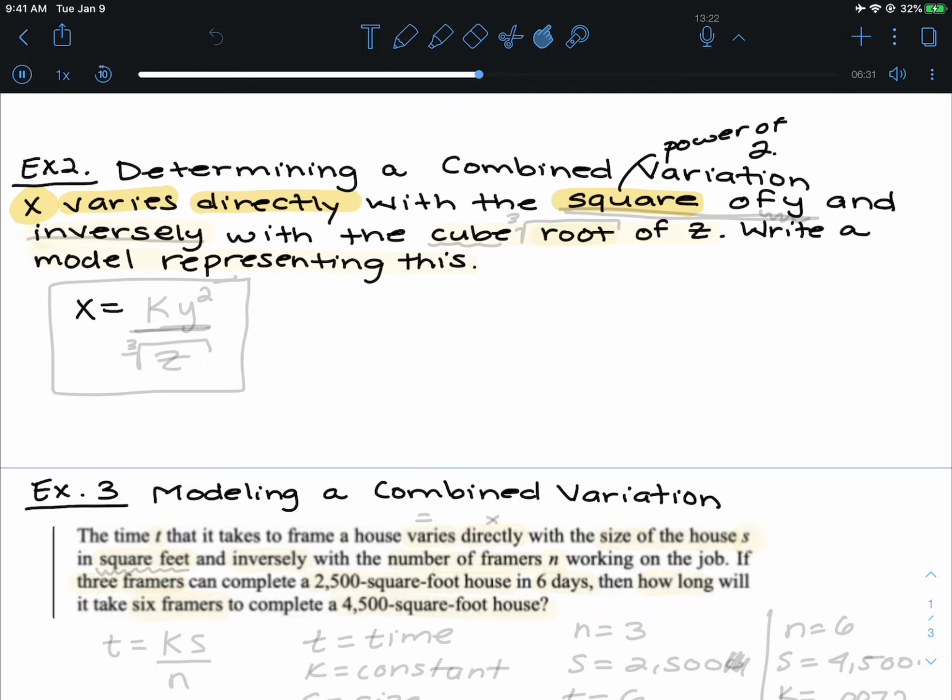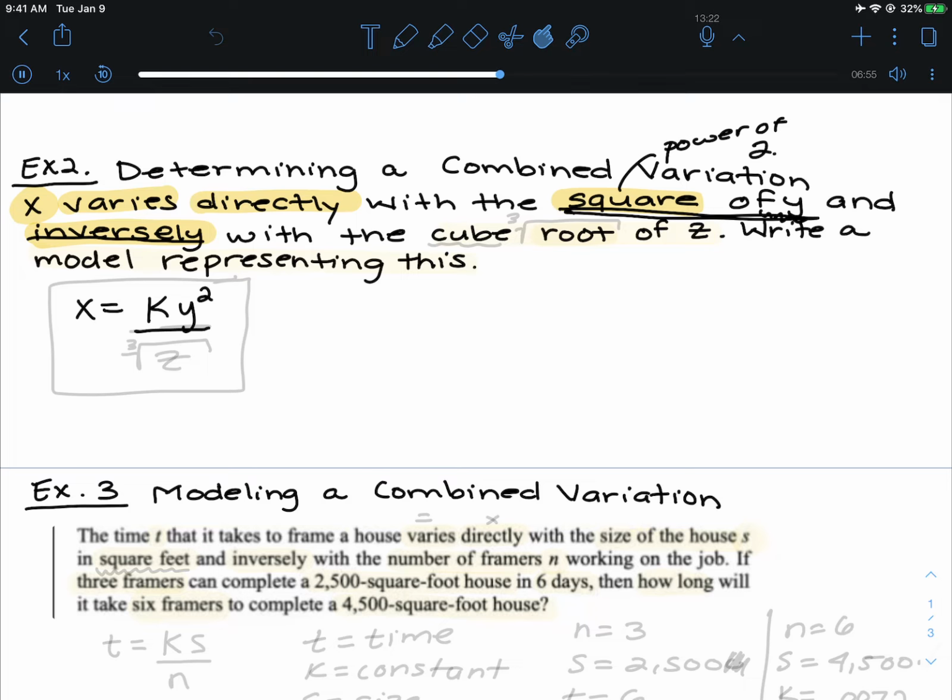Okay? So what's going to be squared? The y, right? They're telling you the square of y. So that means don't forget your constant k. So k is going to be multiplied times y squared.